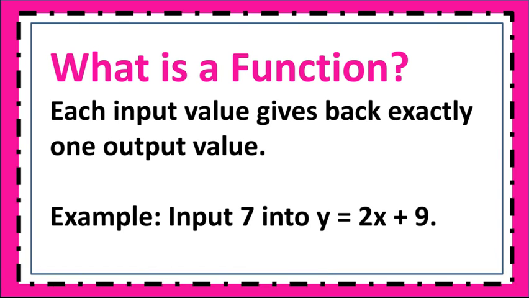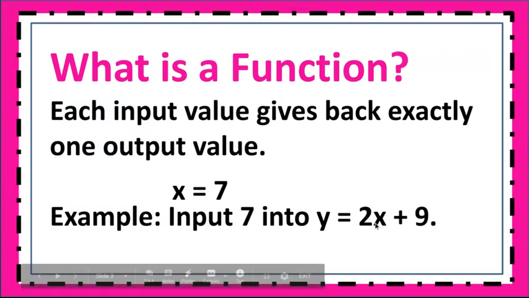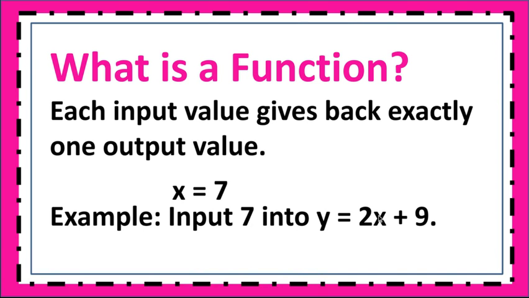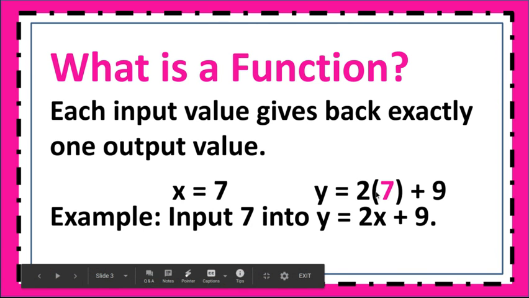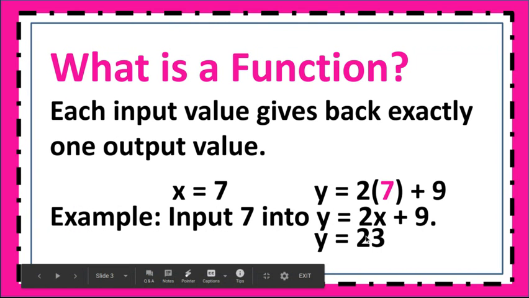I just told you that the word input meant the same thing as x value. So I can say that x is equal to 7. In this function rule, we have an x, so all I need to do is replace x with 7. Then I have y equals 2 times 7 plus 9. 2 times 7 is 14. 14 plus 9 is 23. So y equals 23. It's that simple.